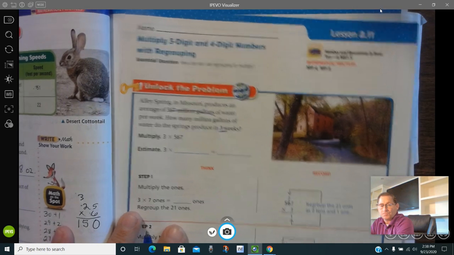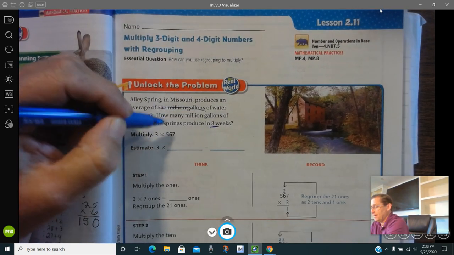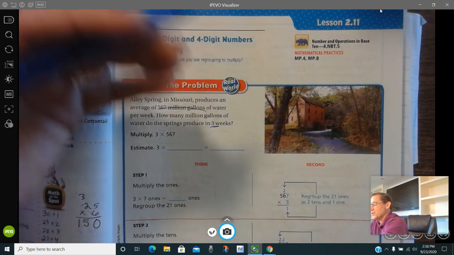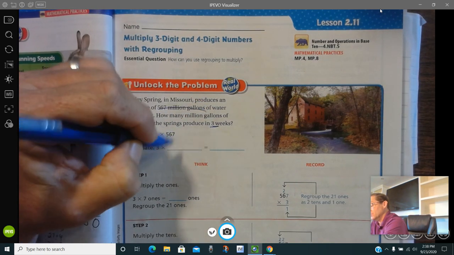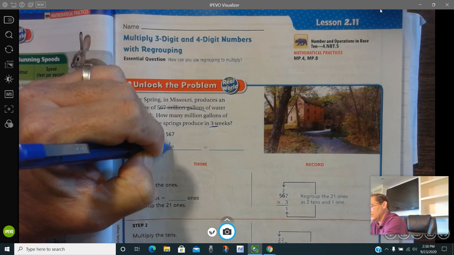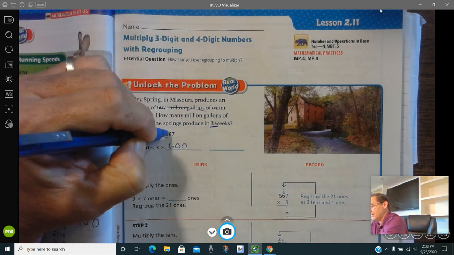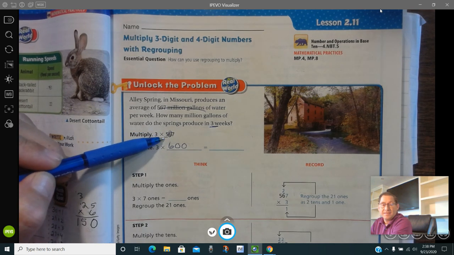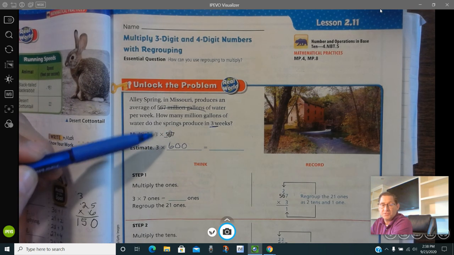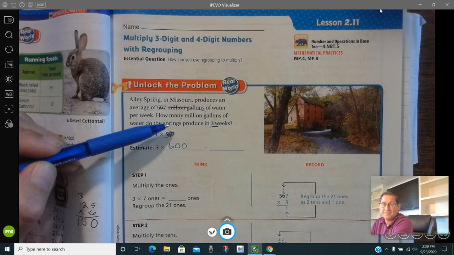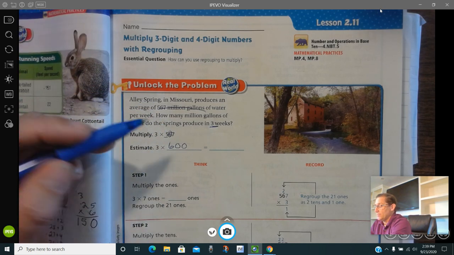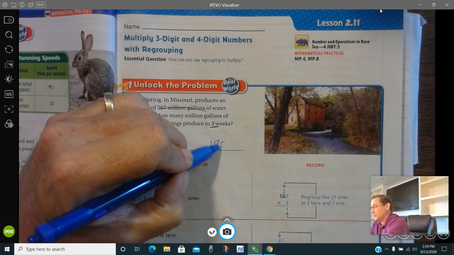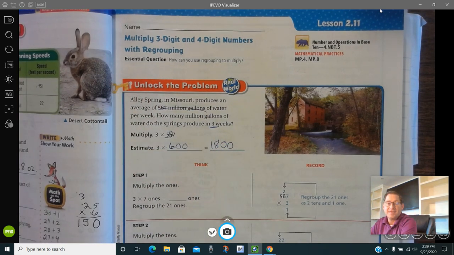Okay, so we can estimate to find our answer. That's going to be something we can use to find out if our answer is reasonable. So 567 is close to 600. We want to round to the hundreds, so I underline the 5 and I circle the digit to the right. I'm looking at the tens, and the tens are 5 or greater, so I'm going to round up. 3 times 6 is 18, and then 2 zeros from the 600, so 1800.